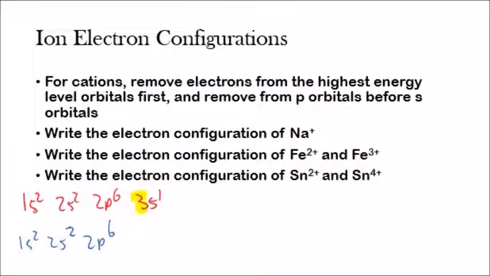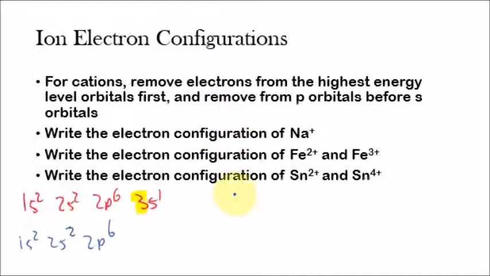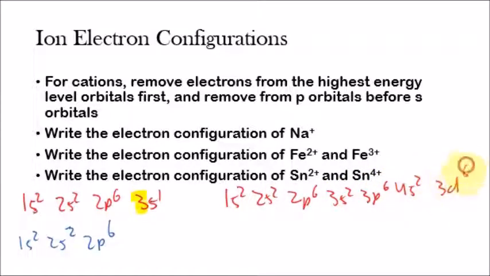So again, same strategy. Let's go ahead and just write the electron configuration of the neutral atom, just iron. So iron is right here. So the electron configuration is 1s2, 2s2, 2p6, 3s2, 3p6, 4s2, 3d6. Okay, so here again, we remove the electrons from the highest energy level orbitals first. So what that means is we don't remove the electrons from the d orbitals first, even though technically the d orbitals have more energy than the s orbitals. We remove them from the highest energy level. So we remove them from here since this number 4 is the greatest out of all the numbers here.